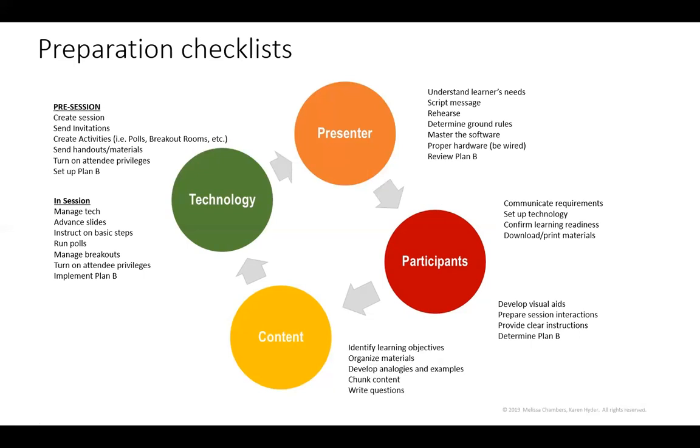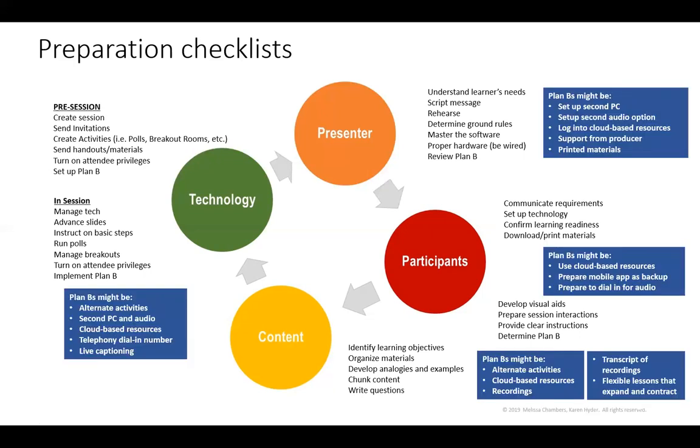So layered across all of this are plan Bs. If it can go horribly wrong, it will. And you'll always want to have plan Bs. Again, I'm going to provide this in the handouts for you, some examples of plan Bs across these 4 areas. So if it can happen, I have experienced it. So I have plan Bs usually for everything, from having alternate activities ready.